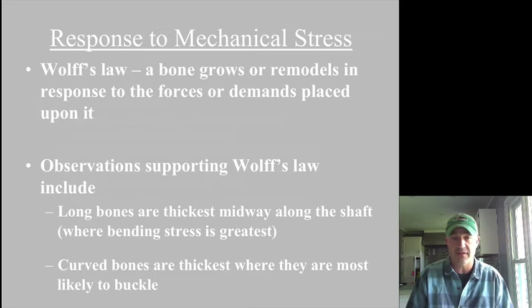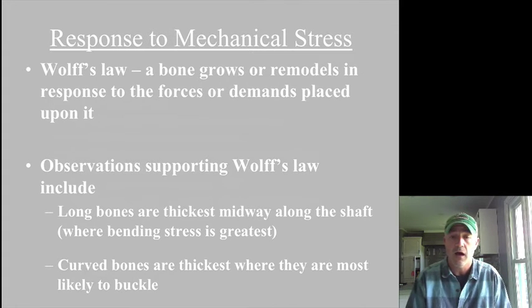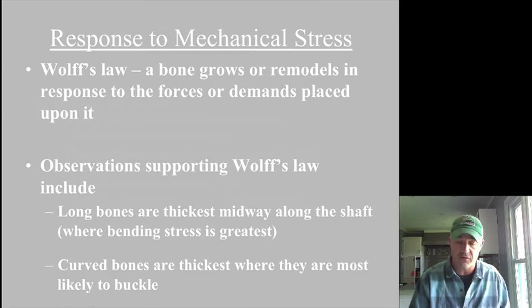And some examples of this: bones are thickest where the bending stress would be the greatest. So if you look at the femur, where is it the thickest? In the very middle of the bone, where it's most likely to bend. Curved bones tend to be thickest where they are most likely to buckle. So those are a few examples there.